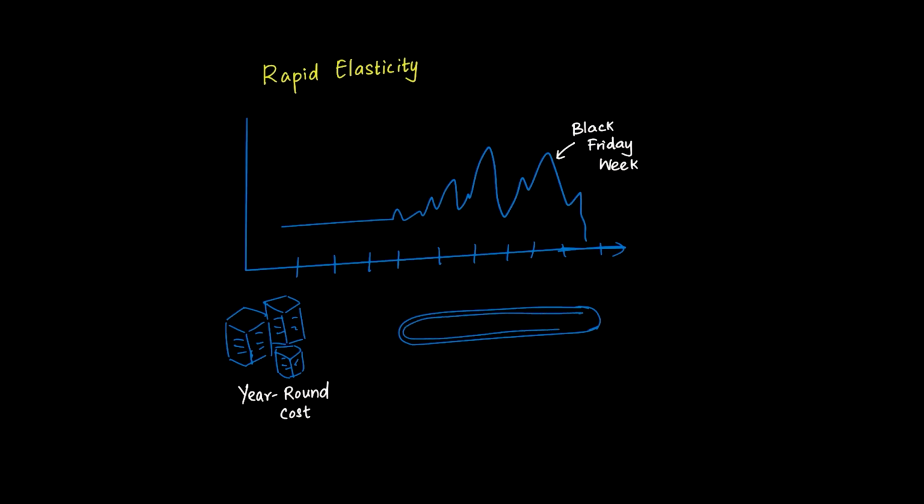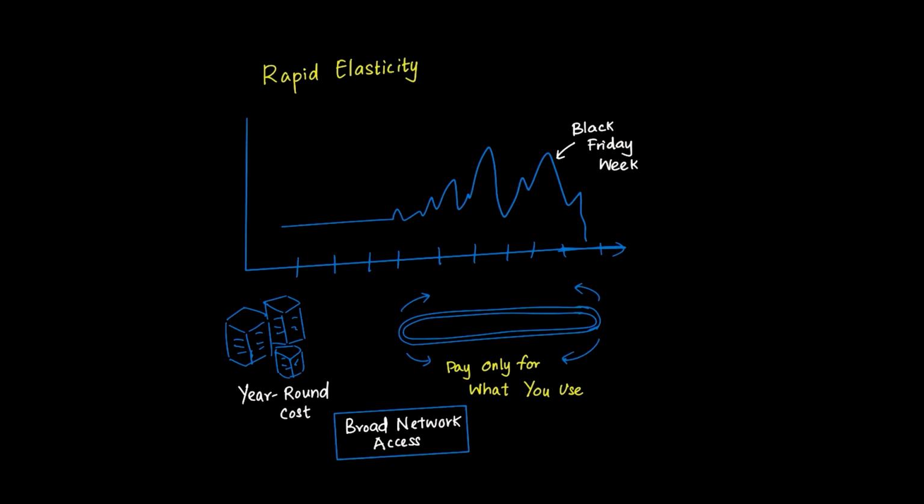Rapid elasticity is the cloud characteristic that acts like a rubber band for your infrastructure. It automatically stretches to accommodate massive demand during Black Friday, then snaps back to a smaller size when the rush is over. This means you only pay for what you actually use, eliminating the waste of maintaining peak capacity year-round. While other options like broad network access give you connectivity, resource pooling shares resources efficiently, and measured service tracks your usage, only rapid elasticity directly addresses the resource waste problem by dynamically adjusting your infrastructure size based on real-time demand.